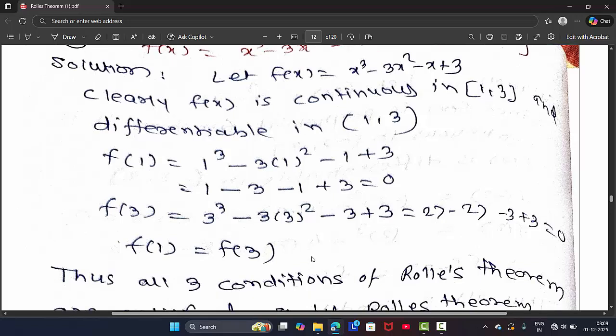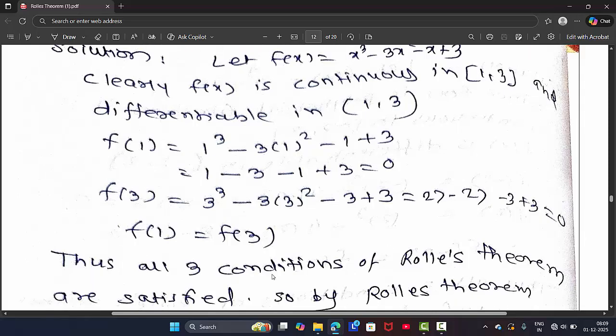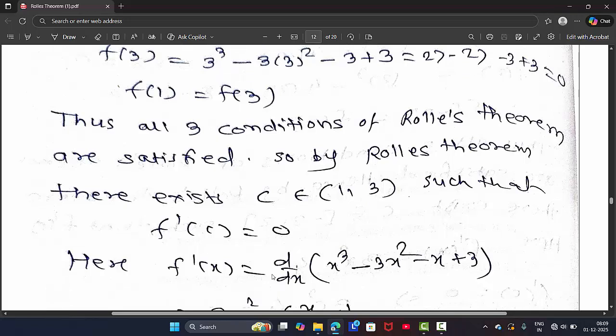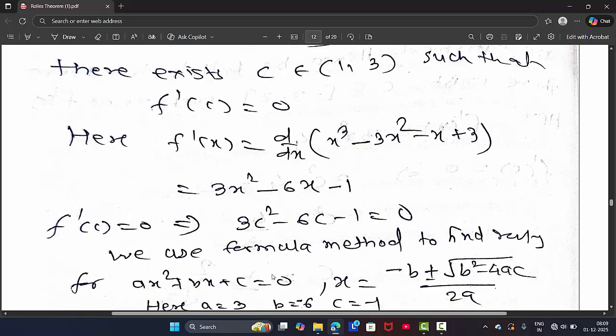F of 1 is 0. F of 3 is also 0. That's why f of 1 equal to f of 3, and all the three conditions of Rolle's theorem are satisfied. So there must exist a point c in 1 3 such that f dash c equal to 0. We shall try to calculate f dash x.